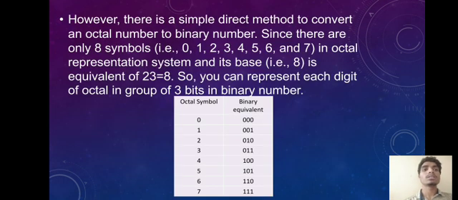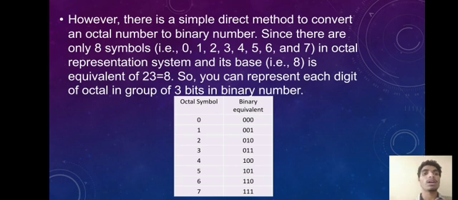However, there is a simple direct method to convert an octal number to a binary number. Since there are only 8 symbols, that is 0, 1, 2, 3, 4, 5, 6 and 7, in the octal representation system and its base is 8, which is equivalent to 2 to the power of 3 equal to 8, you can represent each digit of octal in a group of 3 bits in binary number.